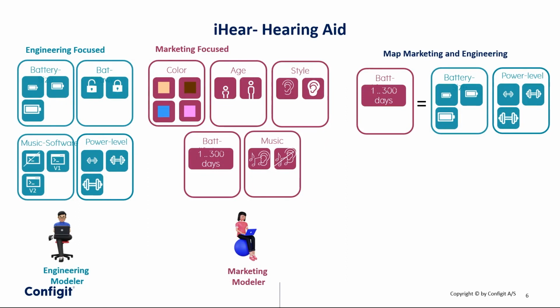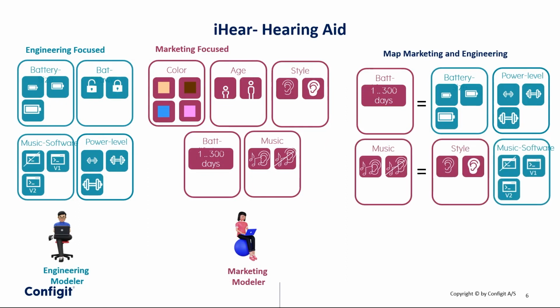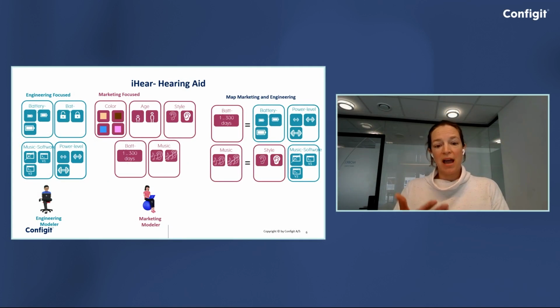And likewise, in order to have music, that would have a relationship with the style. Is it in the ear, behind the ear, and then what version of the software? Maybe the in the ear software is different from the behind the ear software. So the version of the software could also be part of the product model. That way, when the user made the choices on the website, it would drive all of the engineering intent so that there would be nothing left to do.